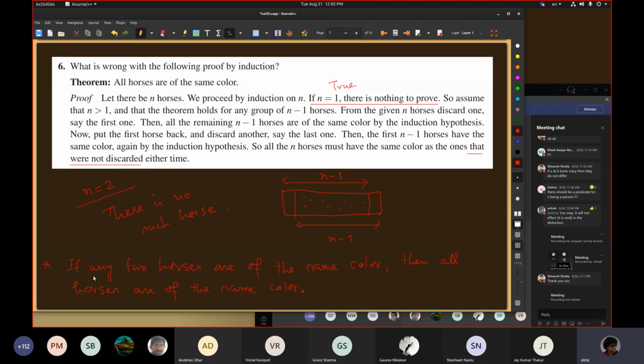So "any" is a little bit confusing, or we can write "all." Yeah, maybe I write it that way. If no two horses are of different colors, then all horses are of the same color. Yeah, that's true. So what is the problem with "any"? If we say if we choose any set of two horses, then they will have the same color. Then it will include all sets. You understand? Yeah, let's see.